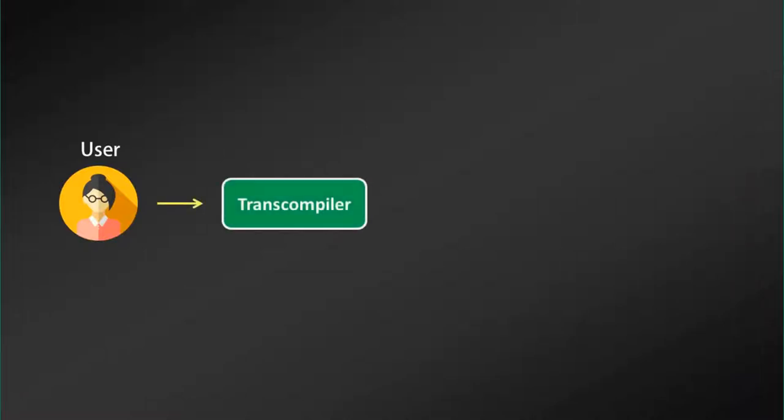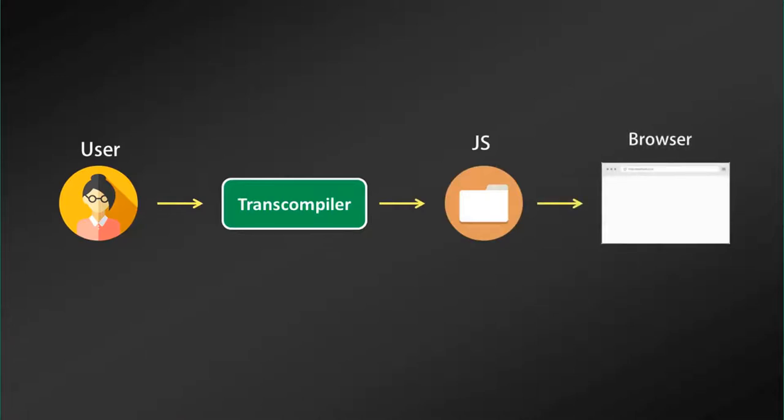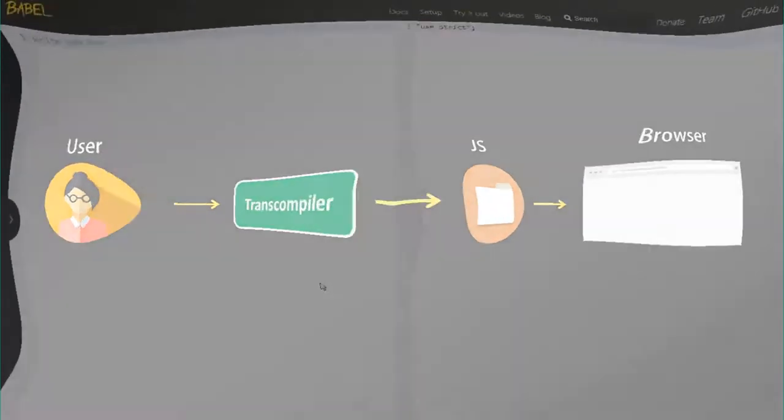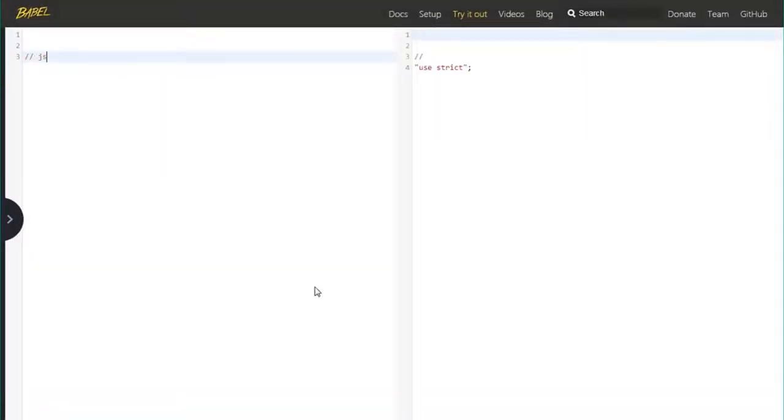So first, we will type JSX code in the document. The code written in JSX is transcompiled to JavaScript code. And then the browser will execute this JavaScript code easily. Now, you know the process of JSX, so we will take a small example to understand JSX. In the previous lectures, we learned what Babel is and how to use it. So we are using the same Babel tool to create JSX code and transcompile it into JavaScript.